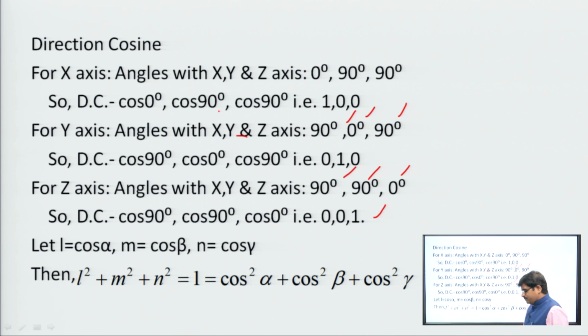This is the direction cosine along x, y and z axis. Similarly, if we take direction cosine along x axis it is denoted by small l, along y axis small m, along z axis small n. That is, we write small l is equal to cos alpha, small m is equal to cos beta, small n is equal to cos gamma. Then l square plus m square plus n square is identity, that is cos square alpha plus cos square beta plus cos square gamma is equal to 1.